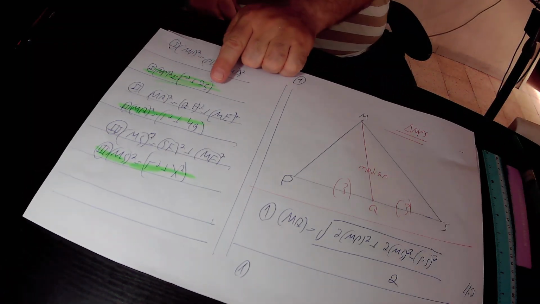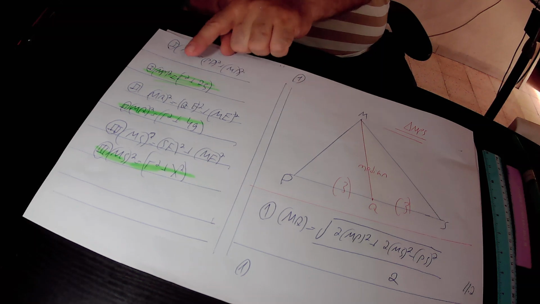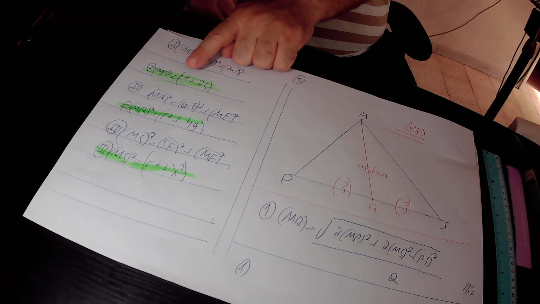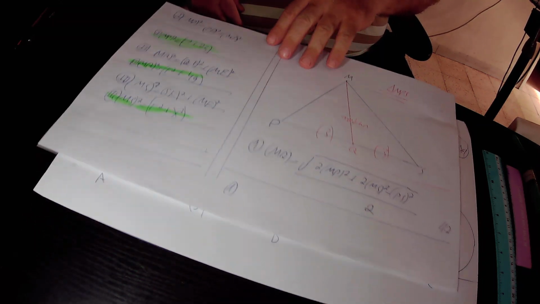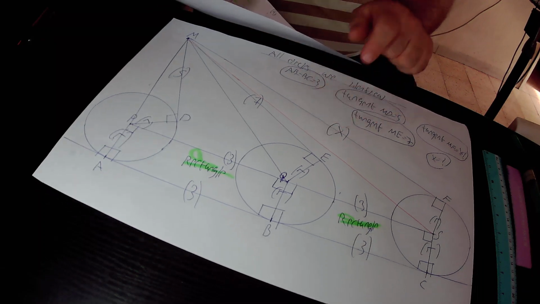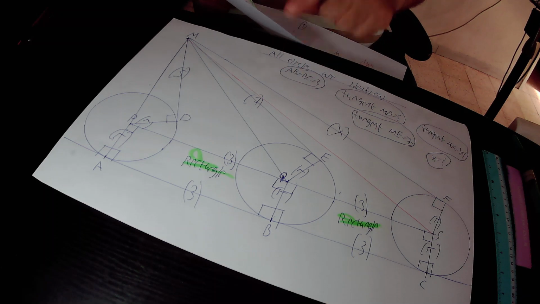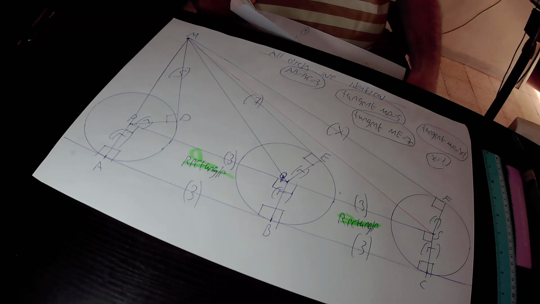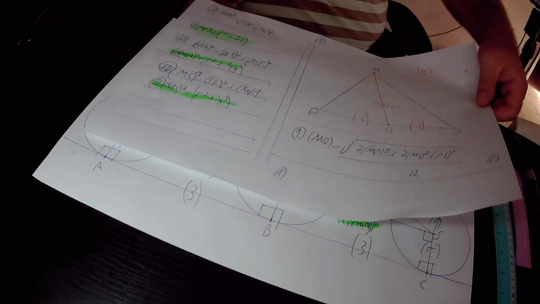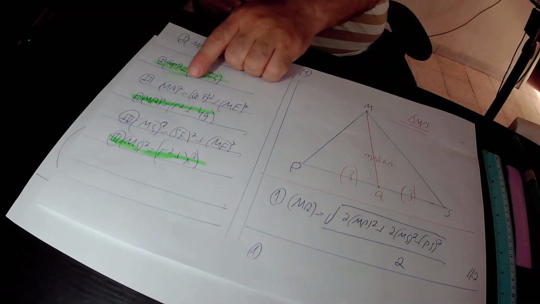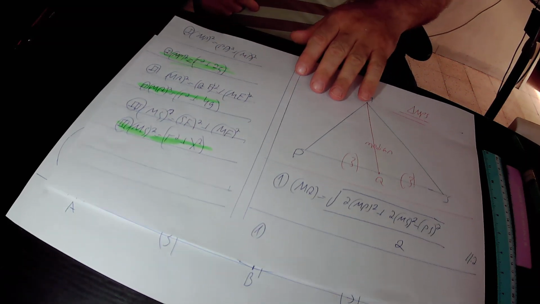MQ square equals QE square plus ME square. MQ is the missing side, so MQ square equals QE square plus ME square. QE is R, therefore QE square is R square. ME is 7, therefore ME square is 7 square, that is 49. So in total, according to equation 2, we found that MQ square equals R square plus 49.